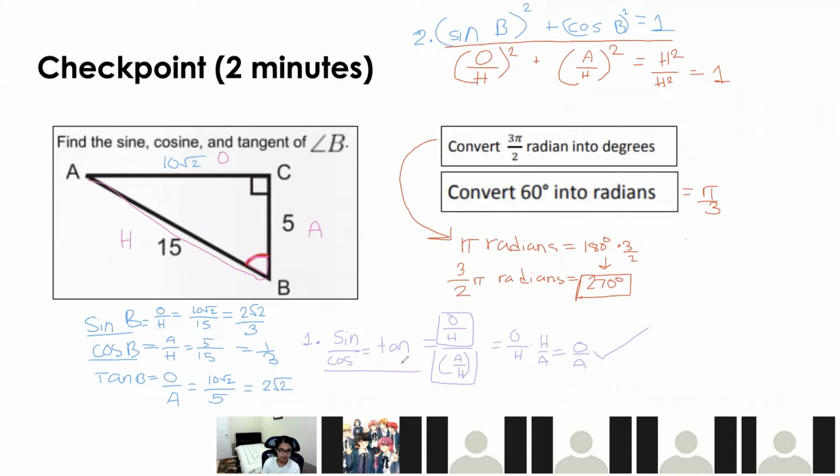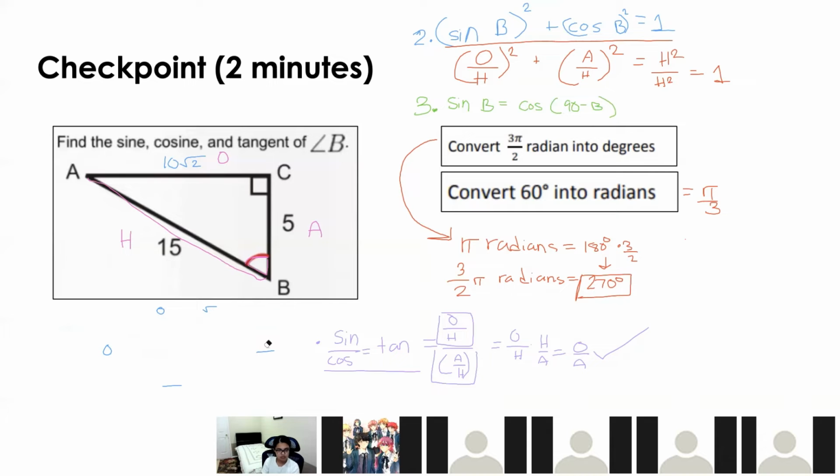So, is there anything more I'm missing? Oh yeah, one more. So, the last one is just sine of b equals cosine of 90 minus b. And you can see why this is true. Let me erase all of this. So I'm saying sine of b is equal to cosine of 90 minus b.